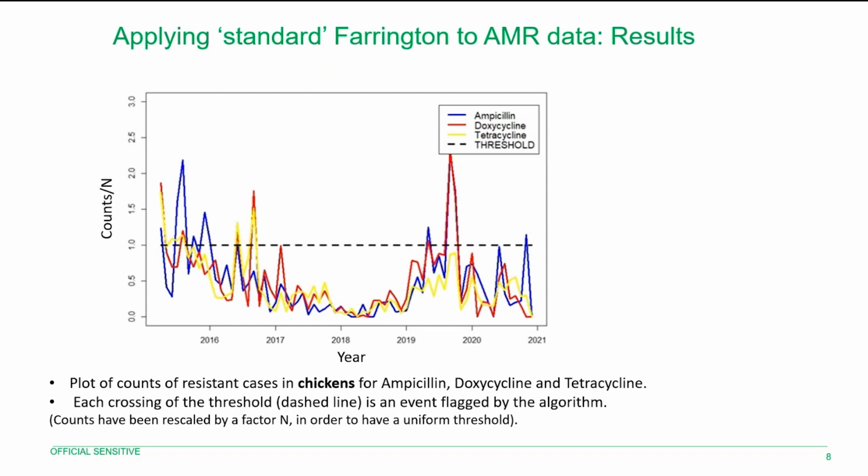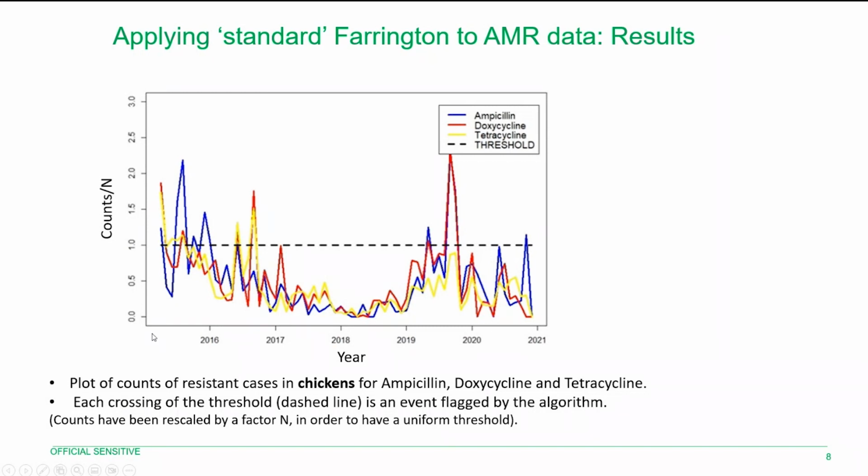Right. So in the case of the first type of implementation that I just mentioned, this plot here shows what the algorithm outputs. This output refers to samples taken from chickens, and for these three specific drugs: ampicillin, doxycycline, and tetracycline.